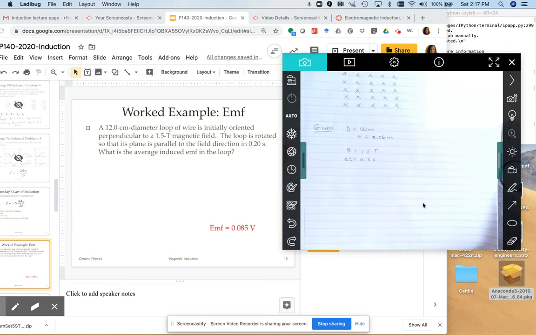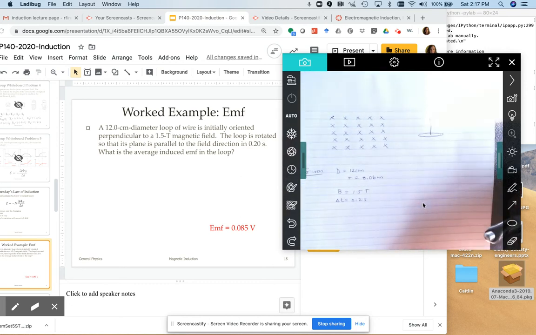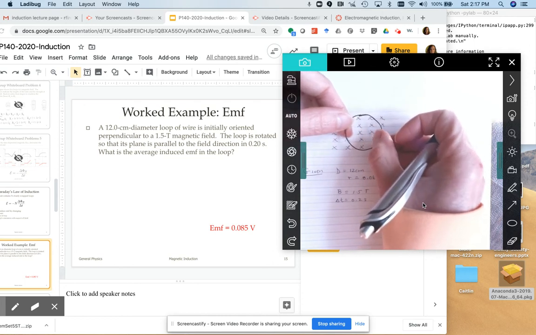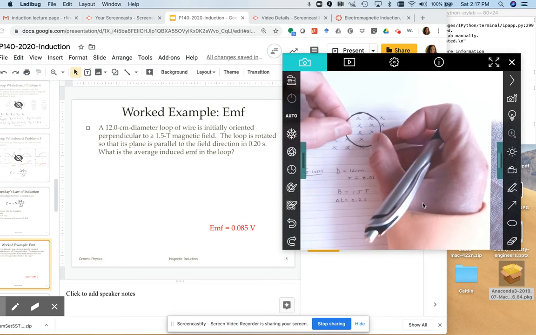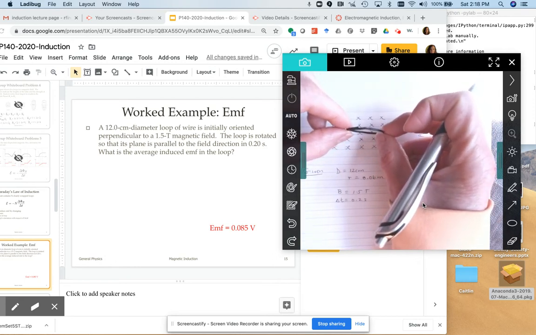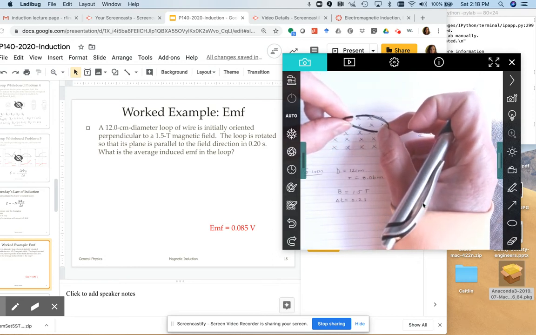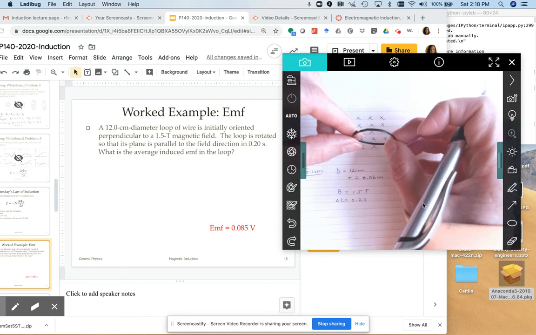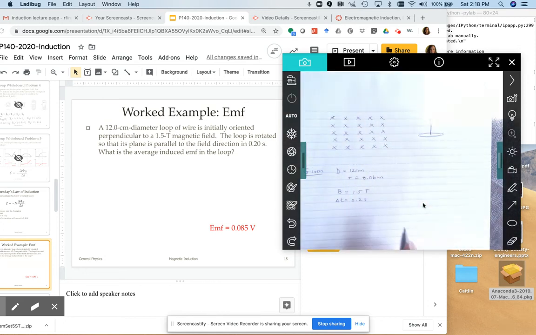Okay, so the scenario is that we have something like this, where our loop is oriented like that, where the loop is perpendicular to the field, and then it's rotated so that the loop is parallel to the field like that. Ignore the fact that my loop's actually broken. So it's going to look like that, and that rotation happens in 0.2 seconds. So what is the average EMF?